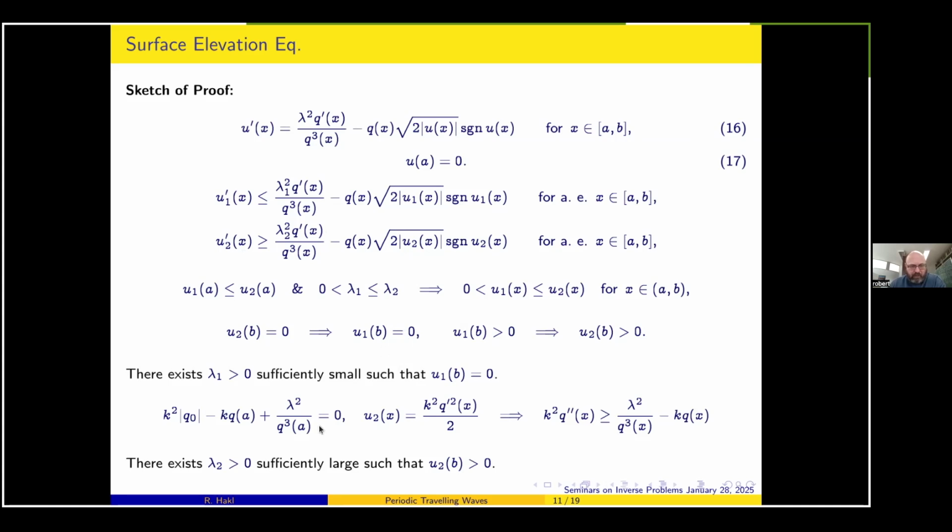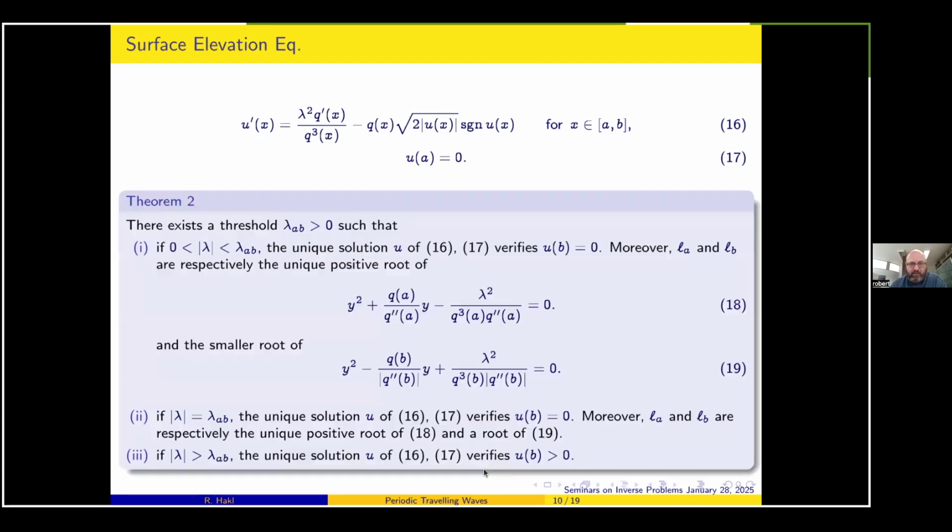On the other hand, if lambda is sufficiently large, then u sub 2 and B must be positive. This is because if we have to show that if u of B is 0, then there exists a finite limit LB, and this finite limit is a root of this quadratic equation. But if lambda is sufficiently large, this quadratic equation has no real roots, and therefore there cannot be this finite limit. So u of B cannot be equal to 0, it must be positive.